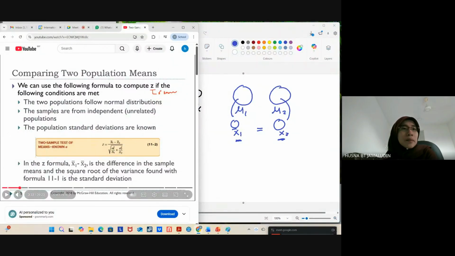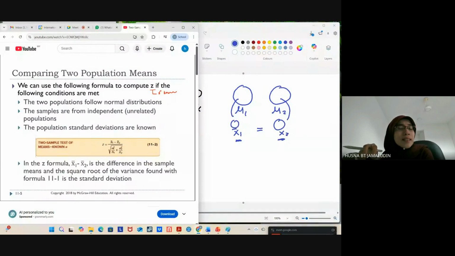As I mentioned to you, remember you have dependent and independent. Independent means the two samples are different from each other, for example, male and female. Dependent means you are looking at two things, but they are very closely related. So under independent, you will be using Z and T.